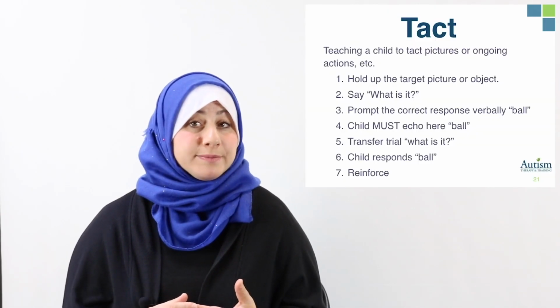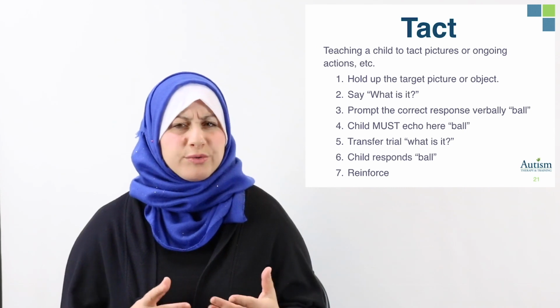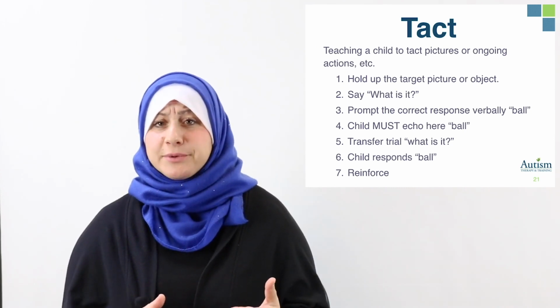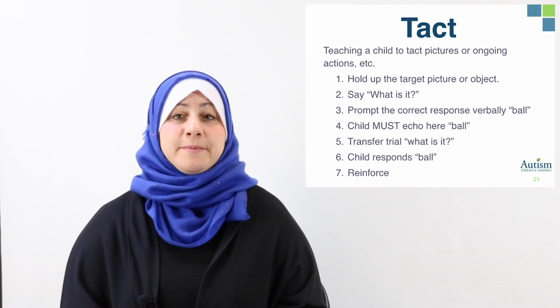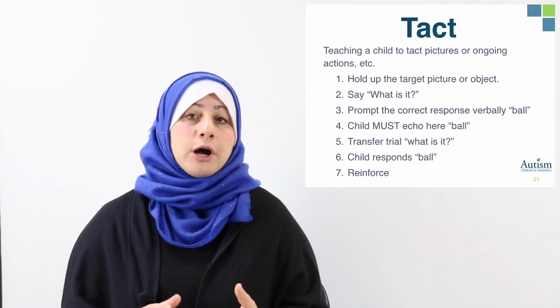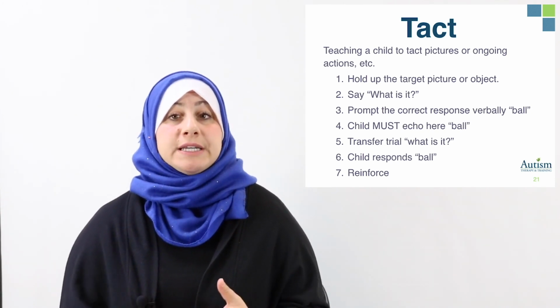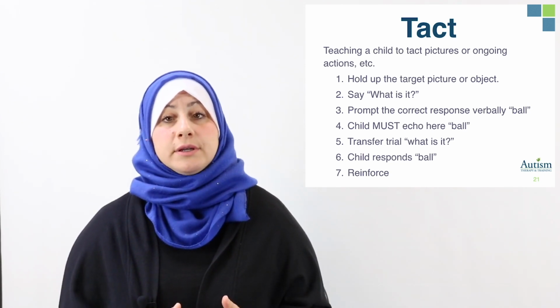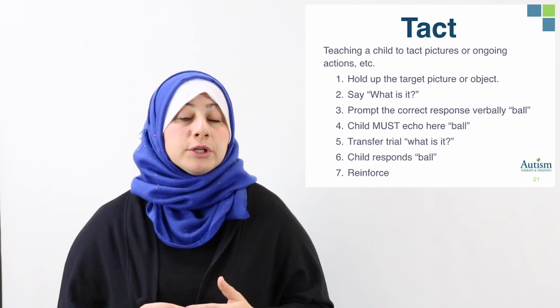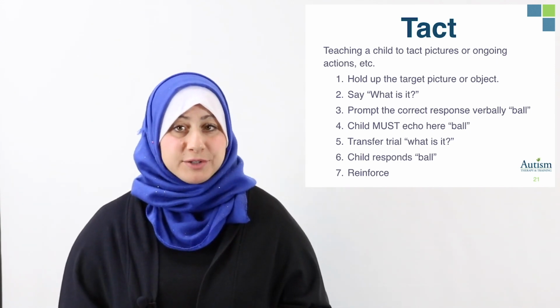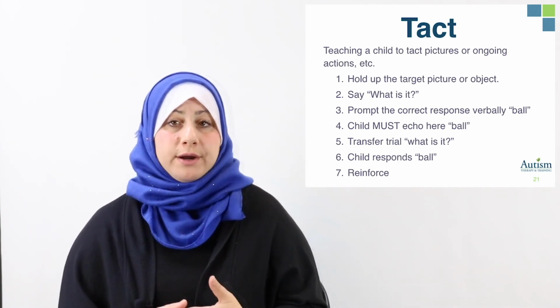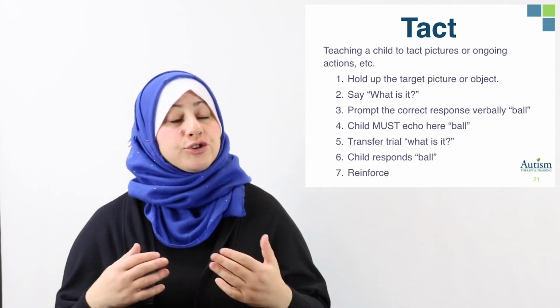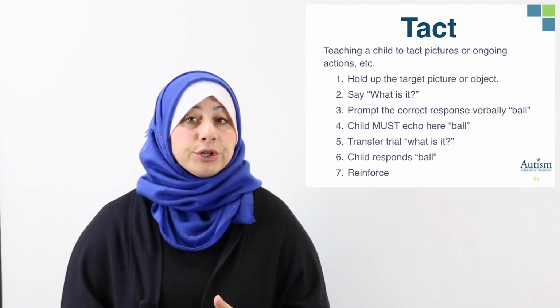Next is TACT training. Remember what TACT was? Is it an instruction or a label or a request? If you said label, you're absolutely right. You could be using pictures or objects. Again, you could be teaching this by saying, what is it? Prompt the correct response. When you're prompting, you want the learner to engage in the behavior. So be sure that they echo here, which is then followed by a transfer trial, and then you give the learner an opportunity to respond independently.